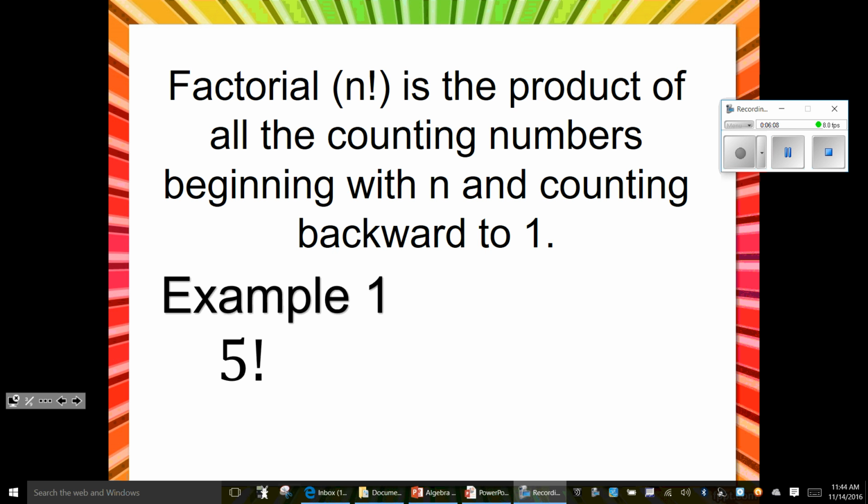What are counting numbers? 1, 2, 3, 4, 5, 6. So basically whole numbers except for 0, right? And you're going to start with that number and you're going to multiply because it says product. And you're going to count backwards all the way to 1.